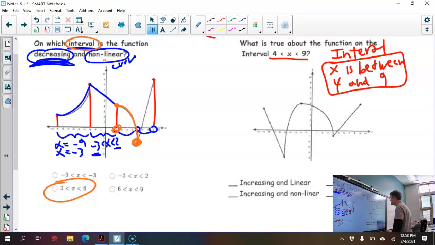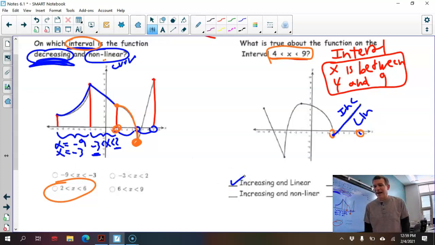This one kind of reverses the question. What is true about the function on the interval 4 to 9? So where is the interval 4 to 9? Well, here's 4, and here's 9. So we're talking about this part of the graph right here. Right? That's the part that goes from 4 to 9. And what do we know about that? Is it increasing or decreasing? Well, of course, it's increasing because it's going up. And is it linear or nonlinear? Well, it makes a straight line, so it's linear. It's increasing and linear. So of my choices down here, it would be the first one, increasing and linear.